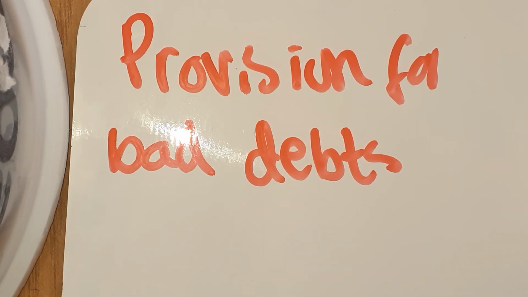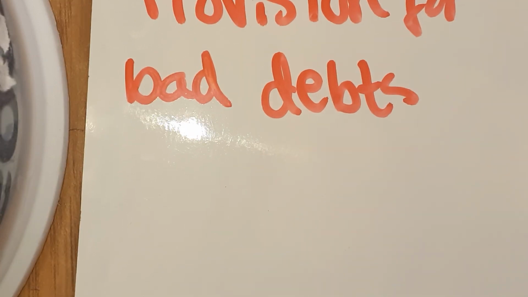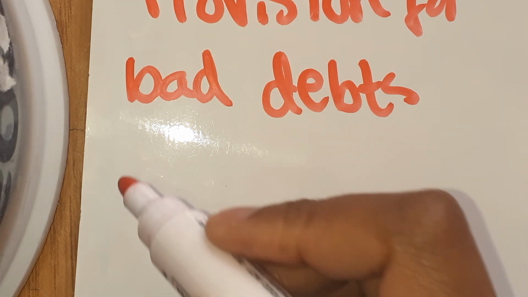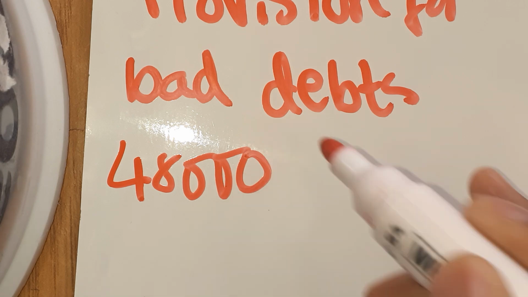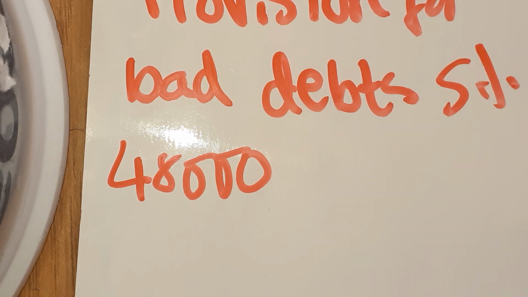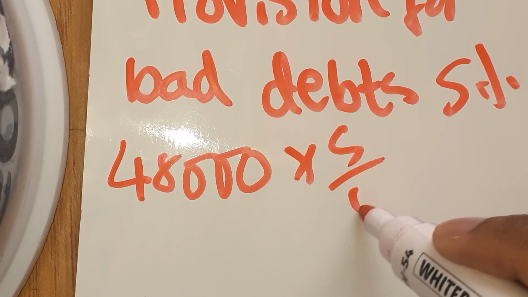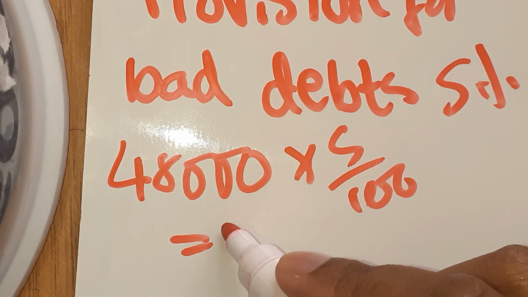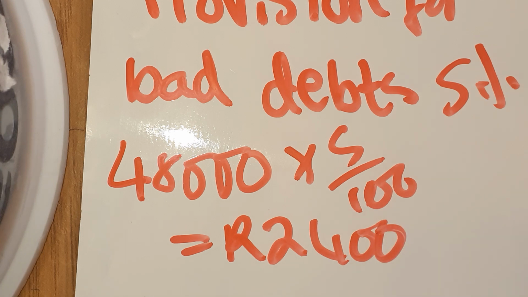So we will look at the total of our debtors. We have 48,000 debtors on our trial balance, and we have to make provision for bad debts. So we'll say 48,000, and the provision for bad debts is 5%. So we'll take 48,000 times 5 divided by 100, and that will give us 2,400 rand.